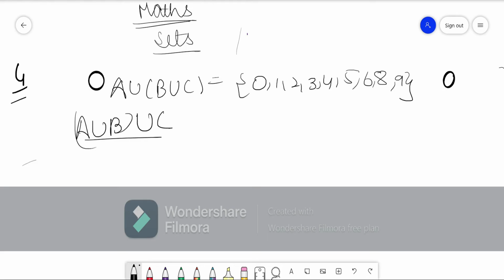This is the question: A union B union C. What is A union B? Now A union B means all the elements of A and B together. So I'll tell you the elements of set A. Elements of set A are 0, 1, 2, 3, 4, 5, and elements of set B are 0, 2, 4, 6, 8. Right? So this is A union B.